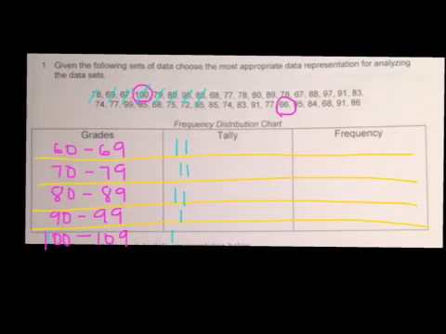So you just continue going down the list, and once you get through the entire list to the last number, you're just going to count up your tally marks. How many tally marks you have in this first category, you're just going to write that as a number in the frequency section of the table.